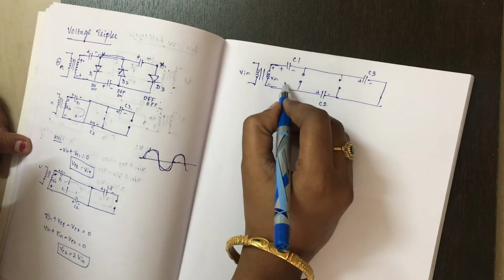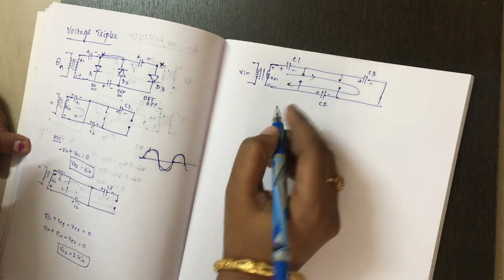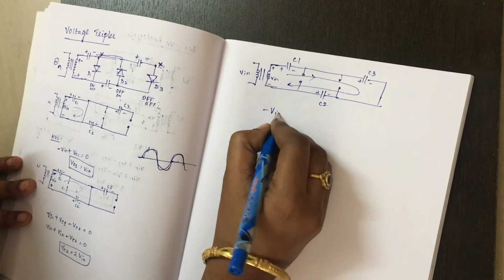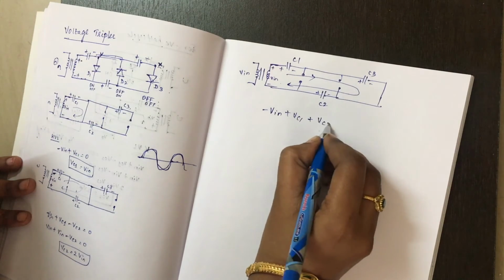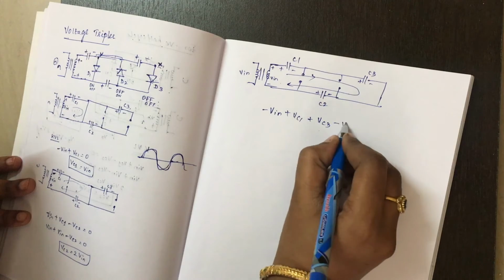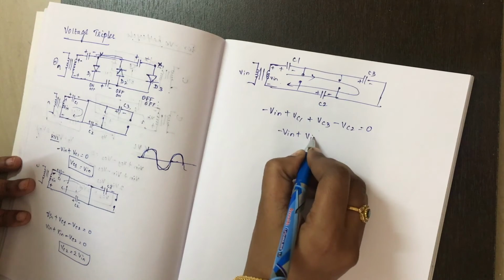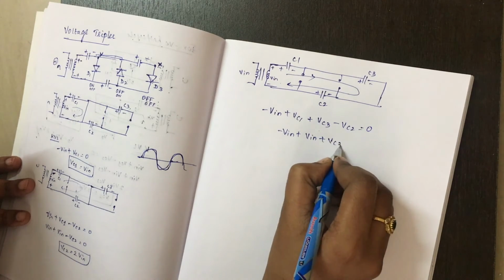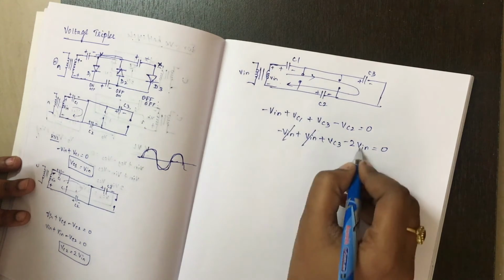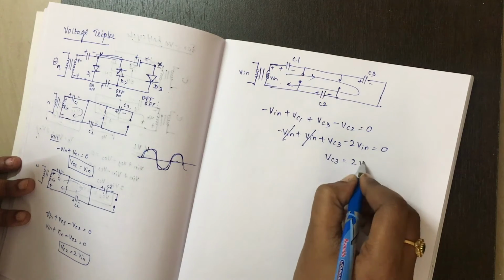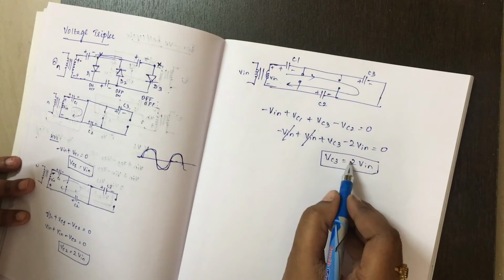So let the current direction be like this. So minus to plus is minus V in, plus to minus, so VC1. Here also plus to minus, so voltage across C3. Here minus to plus, so minus VC2 equals 0. So minus V in, VC1 we already know, this is V in. VC3 we don't know, VC2 is twice the input. So minus plus VC3 equals 2V. Here also the voltage across this capacitor is equal to 2V.